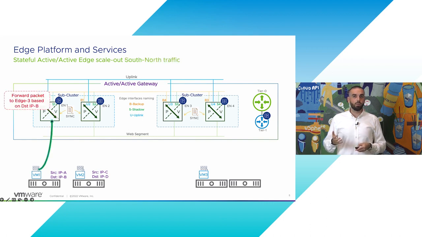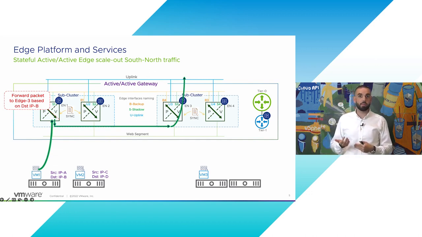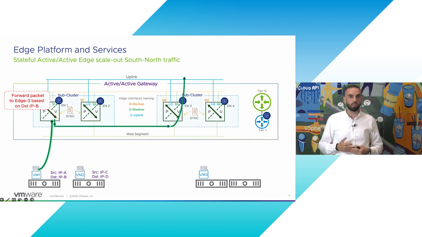Now let's take a look at how the traffic will be forwarded when we have an application which needs to send traffic outside of our virtual networking infrastructure. On that slide, we are seeing our application which is deployed in our vSphere cluster, which needs to send traffic outside of our virtual networking infrastructure. We have our source IP address A, which needs to send the traffic to destination IP address B, which is outside of our virtual networking infrastructure. In that case, traffic needs to be forwarded through our edge cluster.